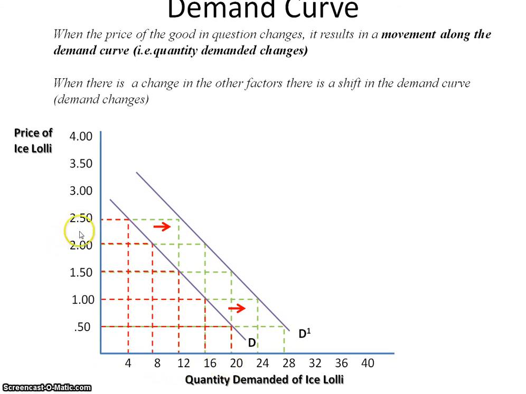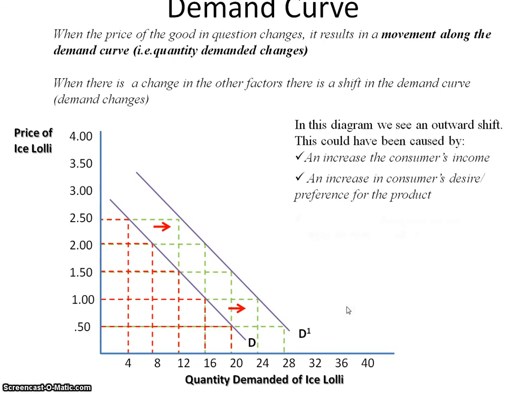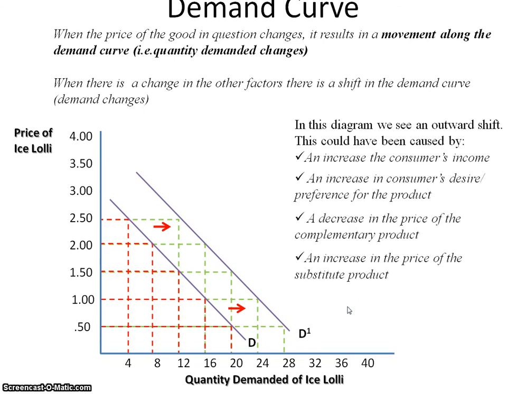If we look at a price reduction from $2.50 to $2, it's going to be from 4 to 8. $2 to $1.50 is going to be from 8 to 12, and so forth. Again, changes in price are met by a change in the quantity demanded. However, when income increased, the demand curve shifted to the right. So there are other factors that affect demand besides the income of a consumer.